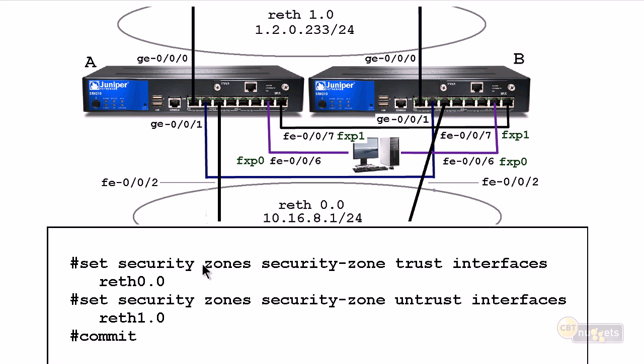Take a look. Finally, in configuration mode, we'll set security zones security zone trust, which is, of course, down here. Interfaces reth 0.0, and then set security zones security zone untrust up here. Interfaces reth 1.0, commit, and then all of the changes will be transferred from device A over to the secondary device, device B. And that's our configuration for active standby or active passive on a redundant SRX 210 devices.